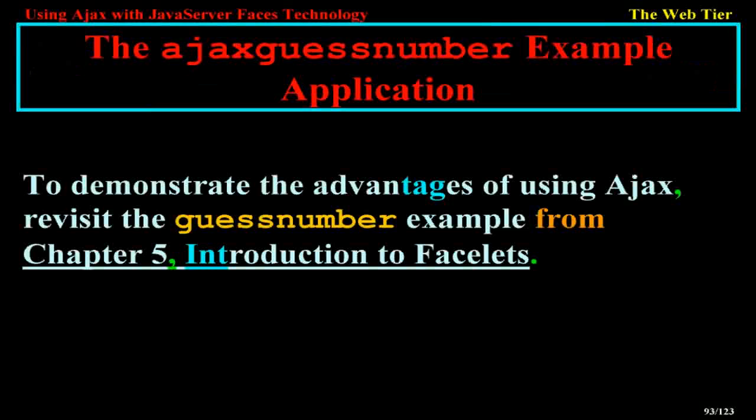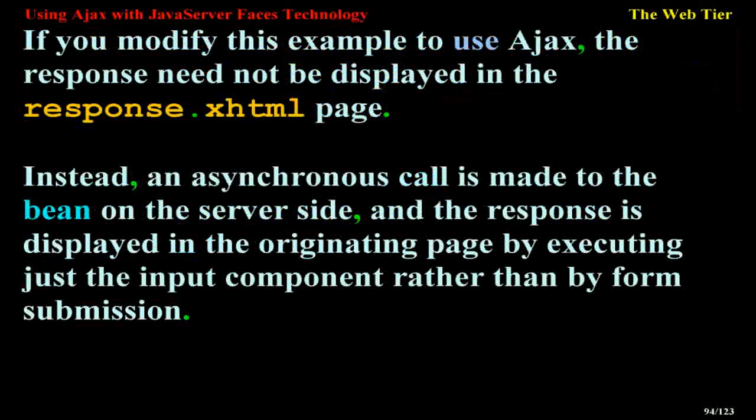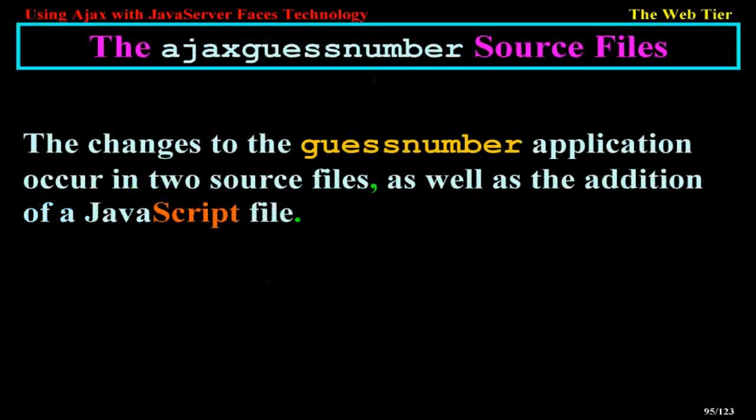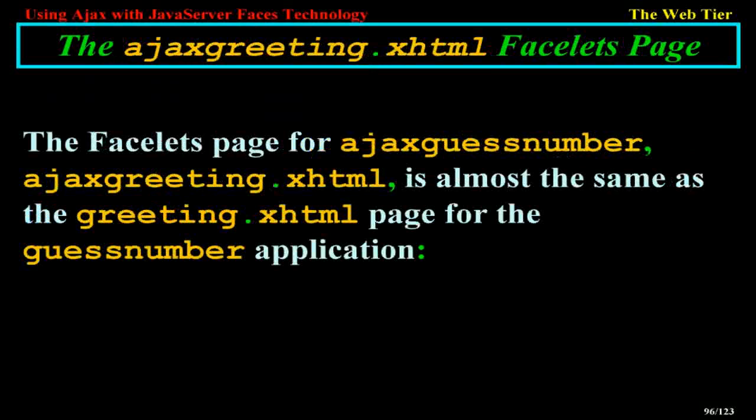The ajaxguessnumber example application. To demonstrate the advantages of using Ajax, revisit the guessnumber example from Chapter 5, Introduction to Facelets. If you modify this example to use Ajax, the response need not be displayed in the response XHTML page. Instead, an asynchronous call is made to the bean on the server side, and the response is displayed in the originating page by executing just the input component rather than by form submission. The ajaxguessnumber source files. The changes to the guessnumber application occur in 2 source files, as well as the addition of a JavaScript file.